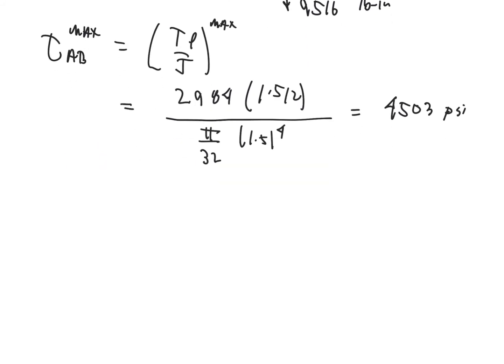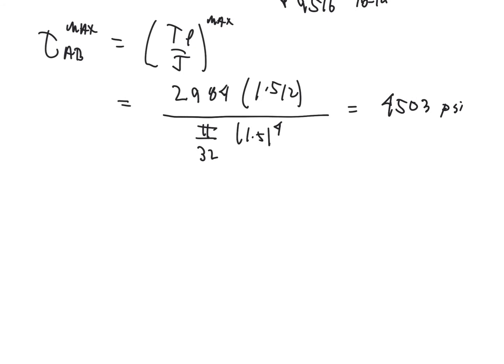psi. Or, since in our original problem the load was given to us in kip inches, we could say that tau AB max was equal to 4.503 ksi.